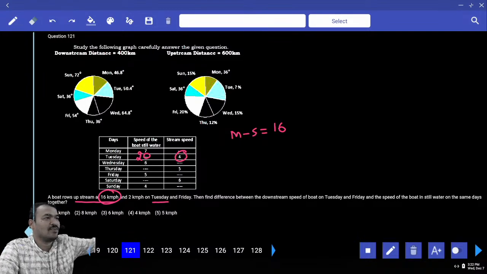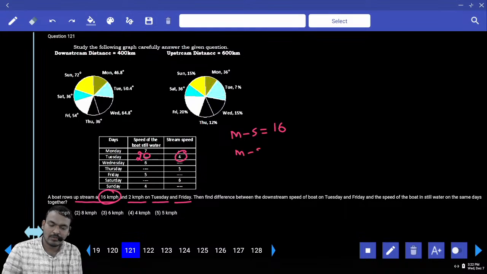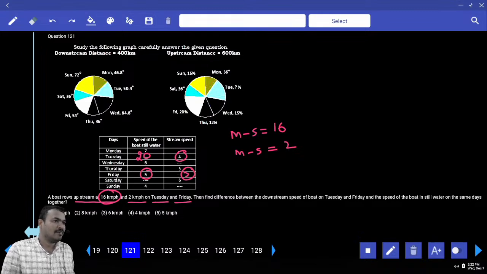M minus S equal to how much? 16. What is the S value? 4. Obviously the M value is 20. Next, 2 km per hour on which day? Friday, or not? M minus S equals how much? 2, or not? On which day? Friday. Friday M value is how much? 5. Obviously S value is 3. M value 5, M minus S is 2, means S value is 3, or not?